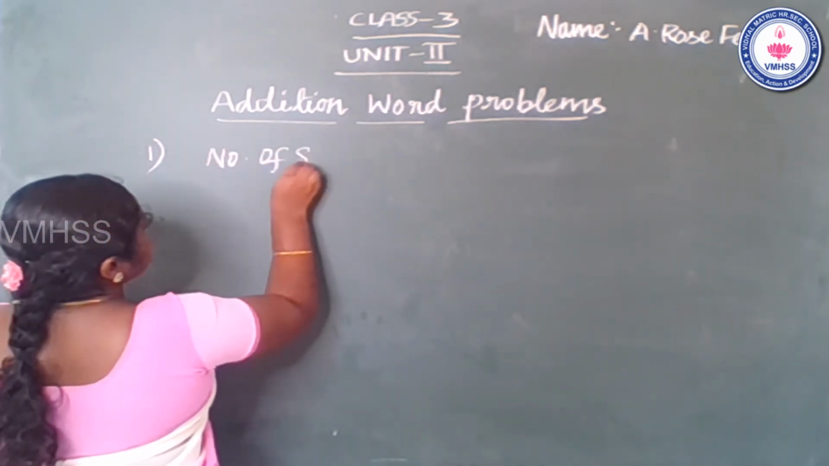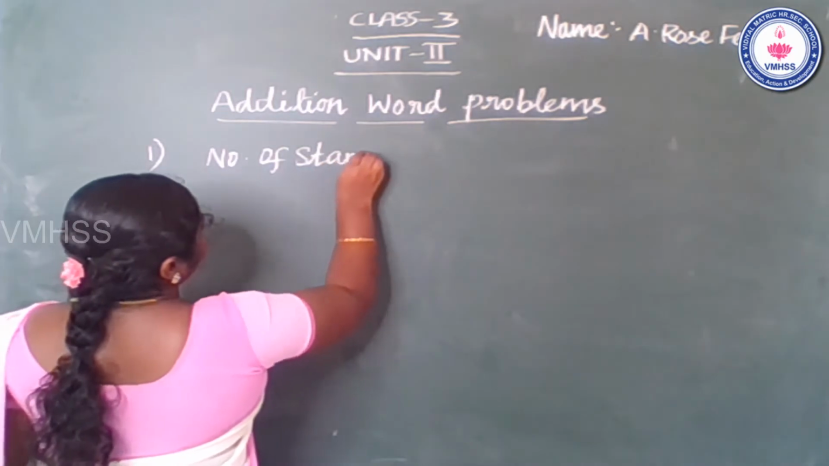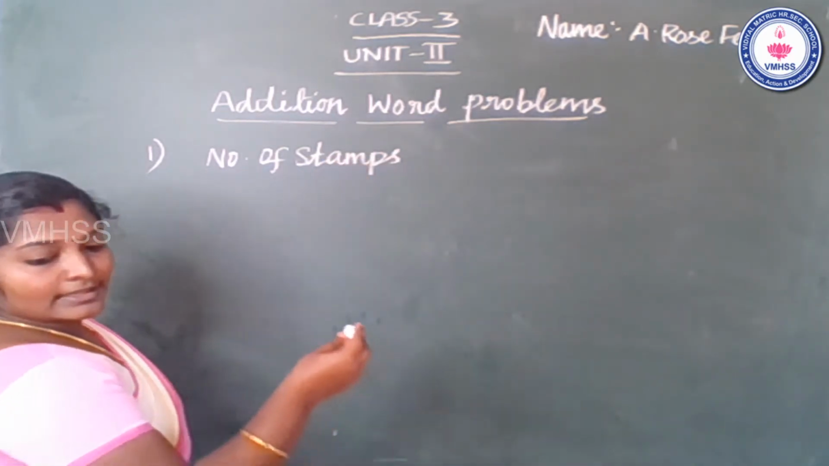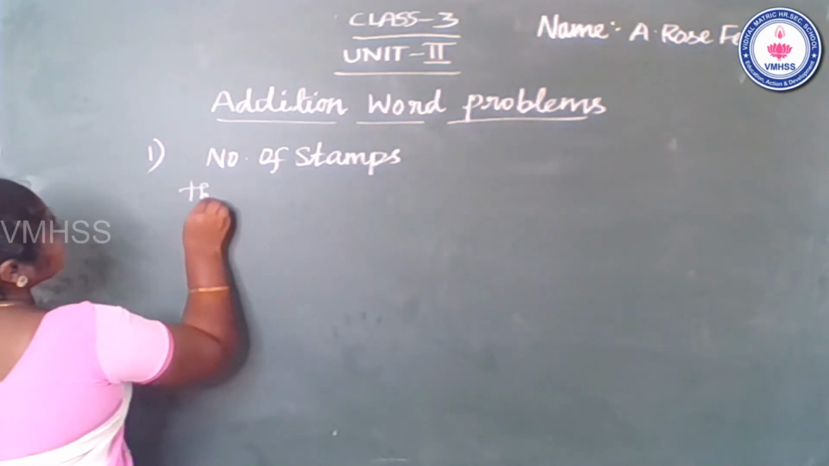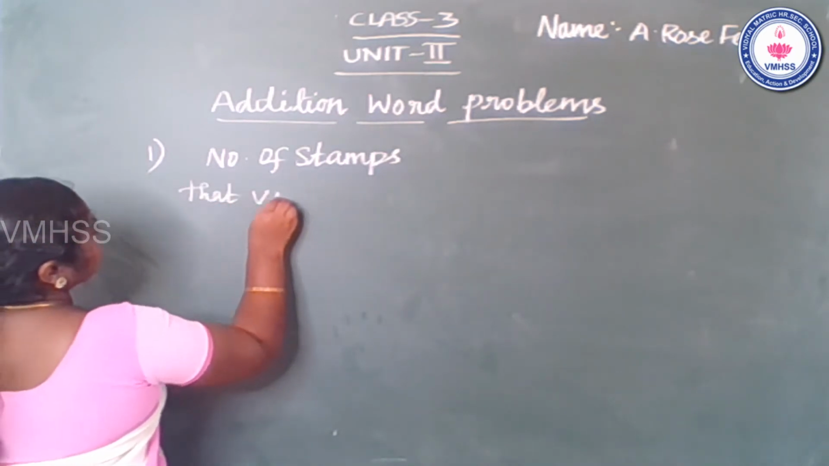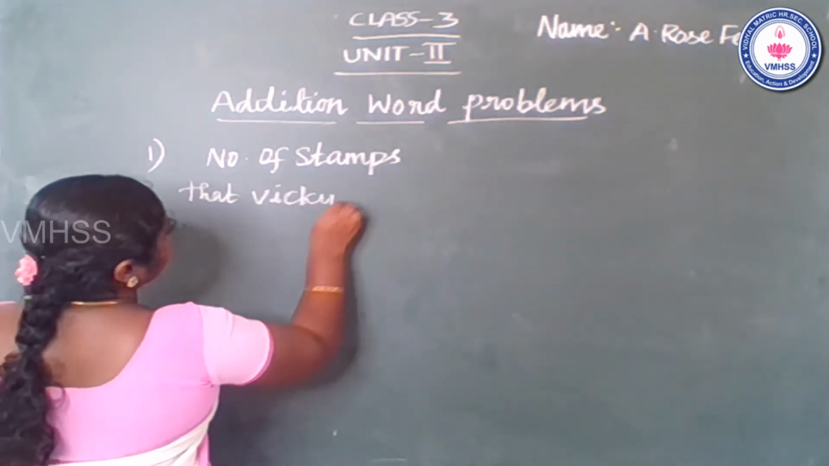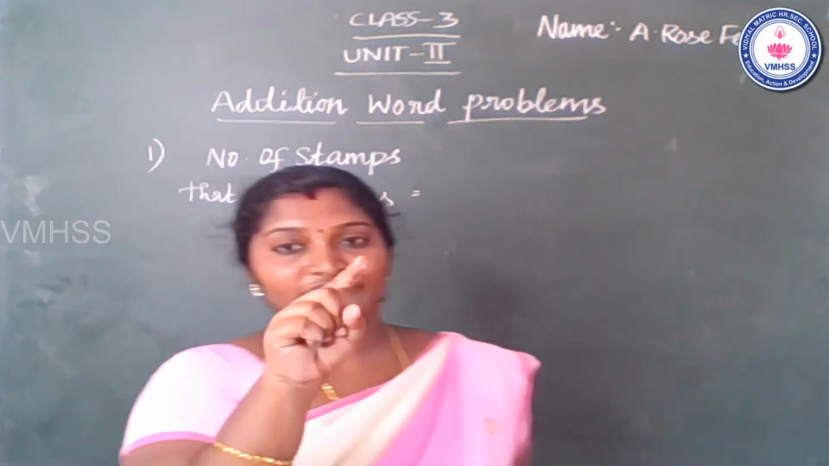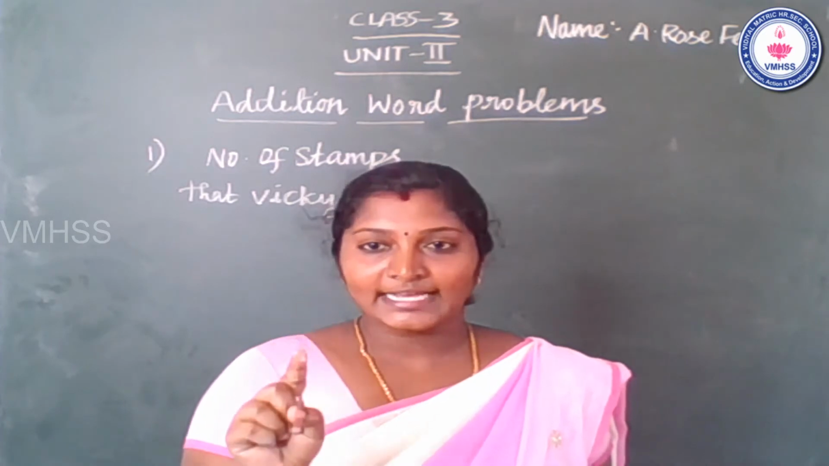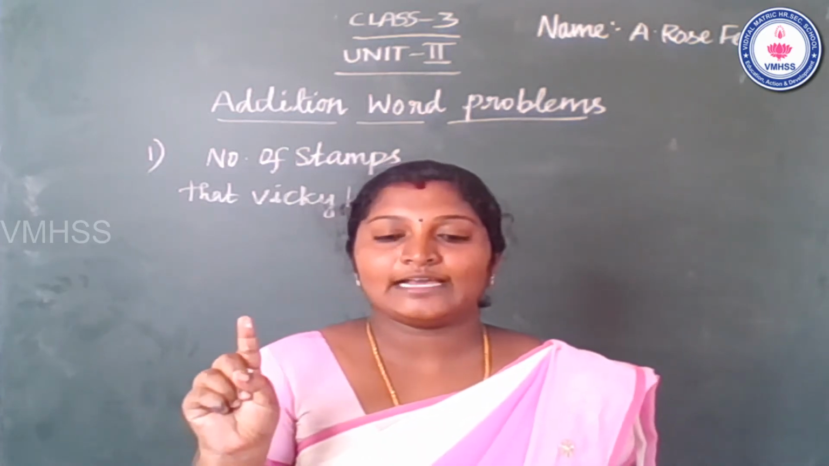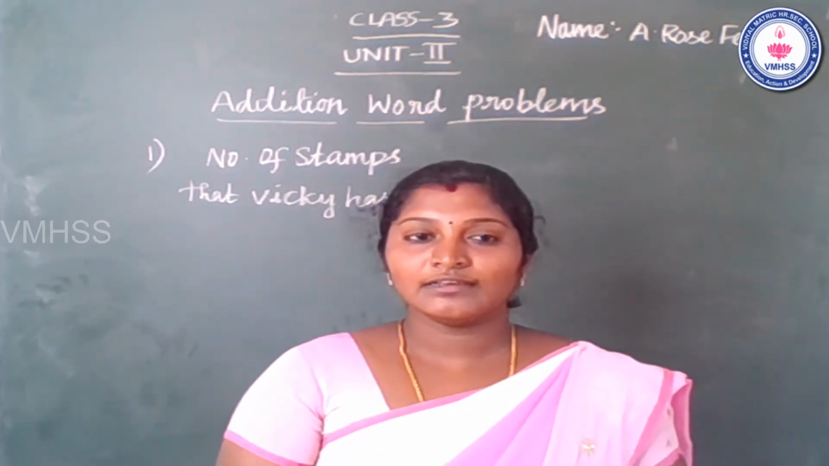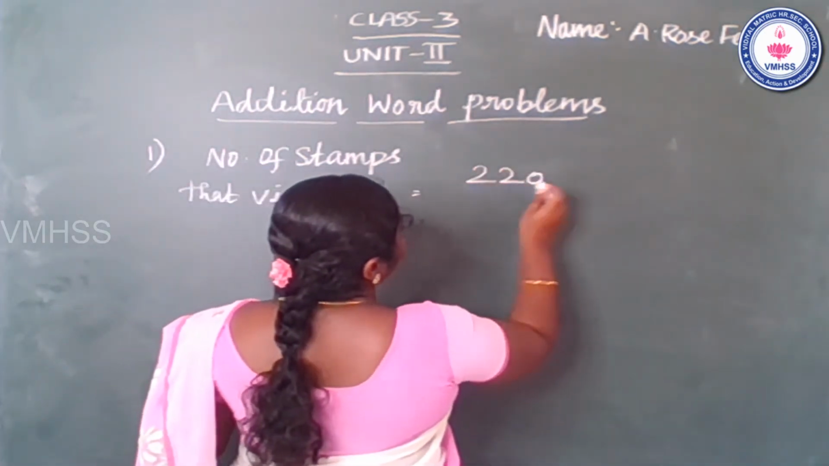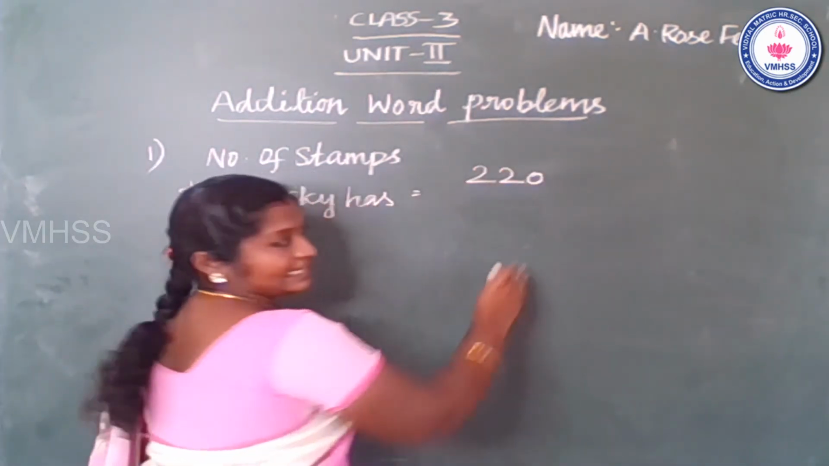So first, the number of stamps that Vicky has. Students, read the first line. Vicky has 220 stamps. So, how many stamps? Very good, 220. Here, 220 stamps.